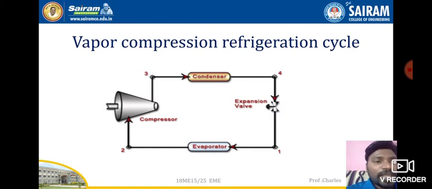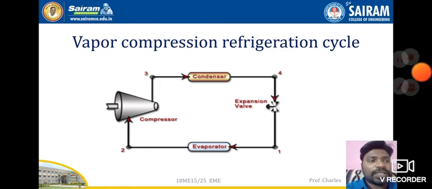Now moving on to the 4 to 1 process. When passing on to this expansion valve, high pressure is converted into low pressure. Liquid will remain the same. So from 4 to 1, high pressure will turn into low pressure. Liquid refrigerant will remain the same. So after reaching this first point, it will come back to the original state point, low pressure, low temperature liquid refrigerant. Now it is ready to pass on to this evaporator.